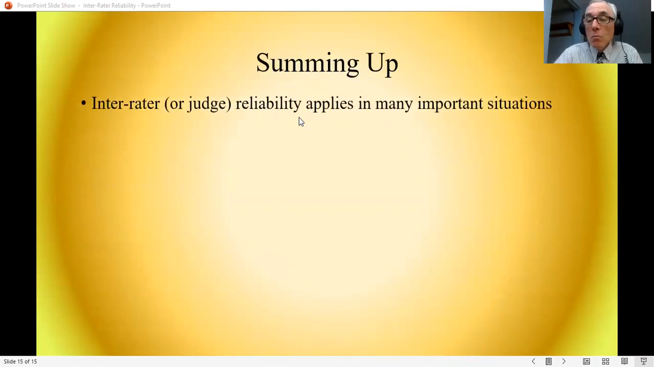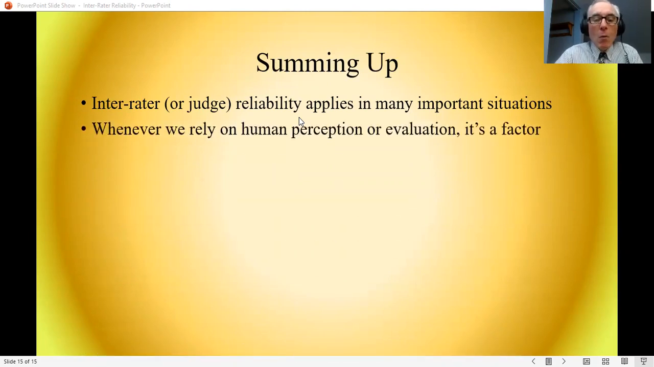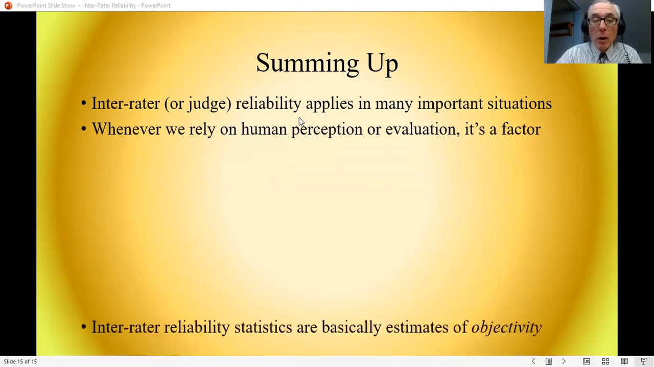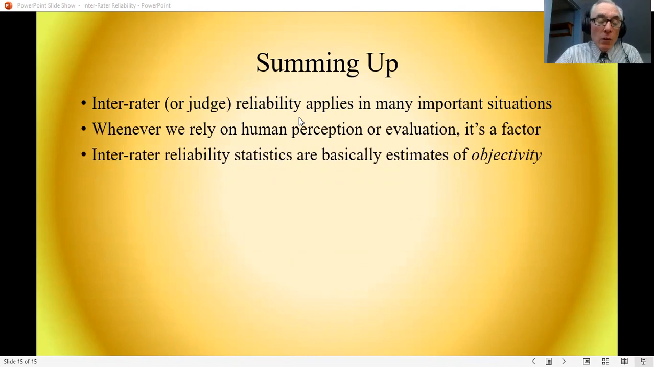So to sum up, inter-rater reliability is extremely important in many research and real life situations. Not that research isn't real life, but you know what I mean. Whenever we're relying on human perception, whenever we're relying on human judgment or evaluation, inter-rater reliability rears its head. It is a factor. The more judgment is required, the more important it is to examine and try to maximize inter-rater reliability. The statistics we're using are basically estimates of objectivity.